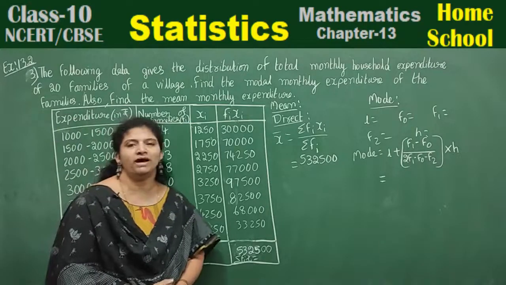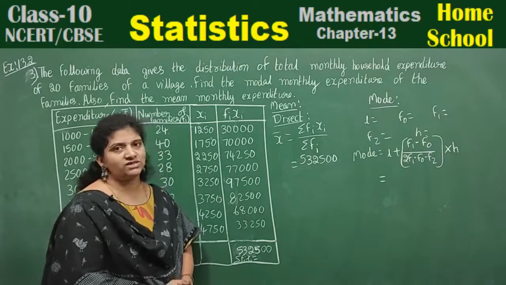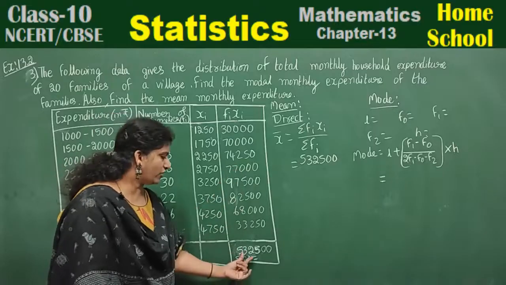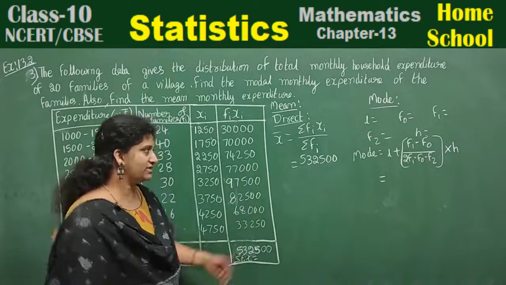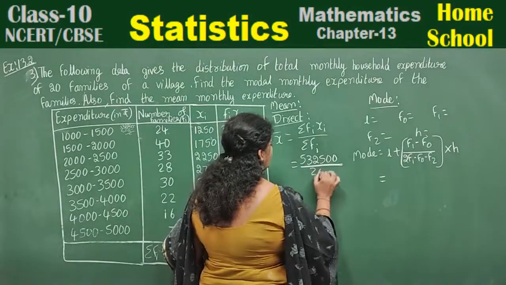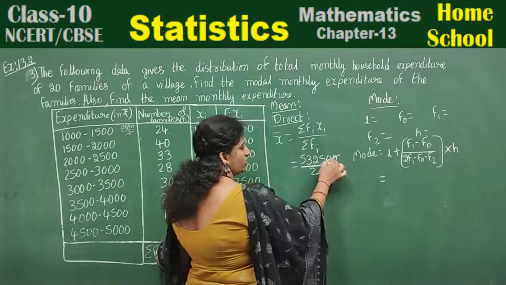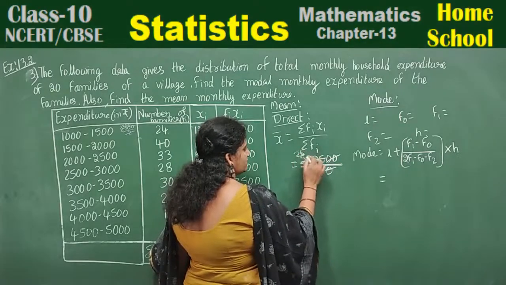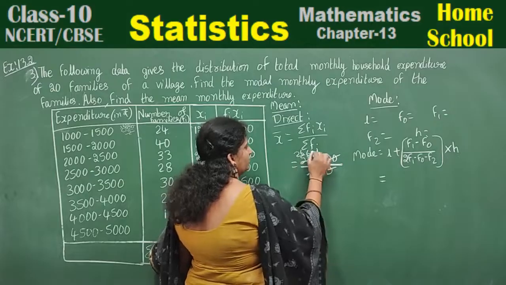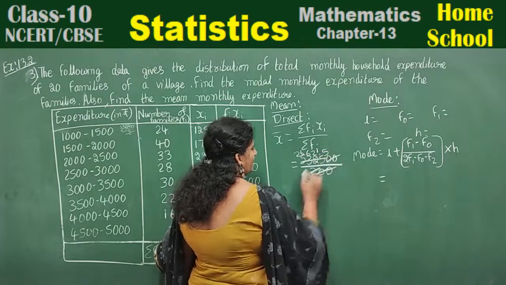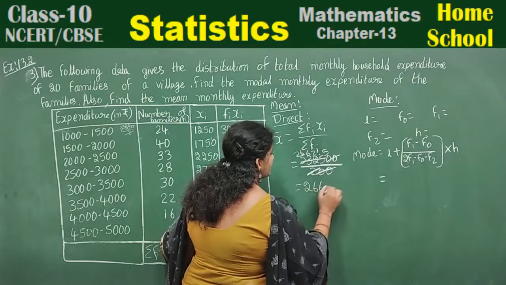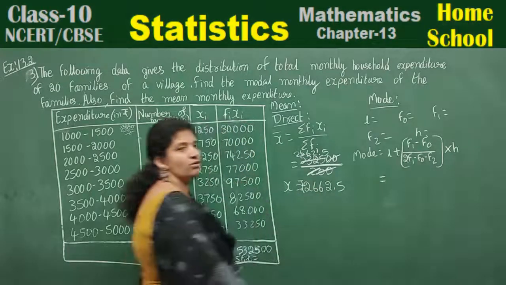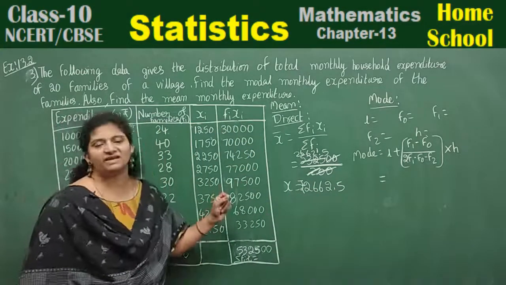Now find the mean by the direct method. X bar is equal to summation fi xi by summation fi. Summation fi xi, what you got? 532500 by 200. Cancel the zeros. 2 table. 2 2s are 4. 2 6s are 12. 2 2s are 4. 5. Your answer is 2662.5. That is in rupees.